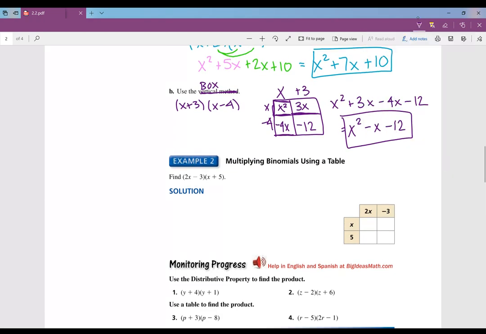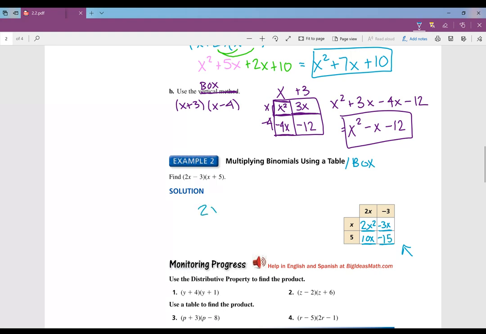So example number 2 is using a table, this is just the box method again. So if we have 2x minus 3 and x plus 5, they've already made our box for us over here. So in this first box, we want to do 2x times x, which will give us 2x squared. In the second box, we're going to do x times negative 3, so that's negative 3x. In this box, we're going to do 2x times 5, so we get 10x. Then in our last box, we have negative 3 times 5, which is negative 15.